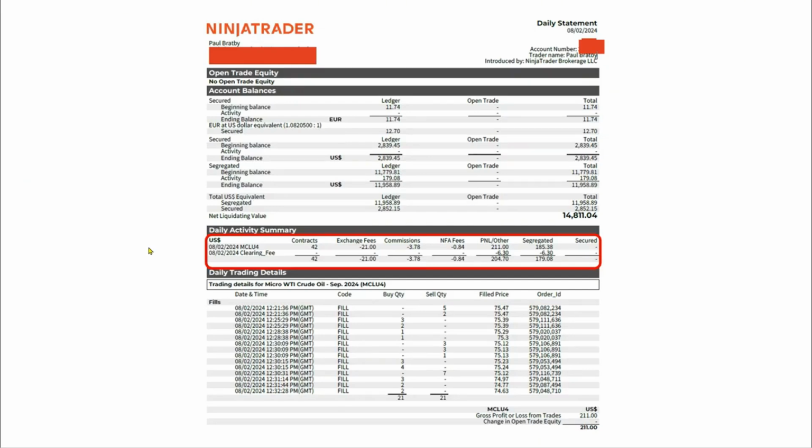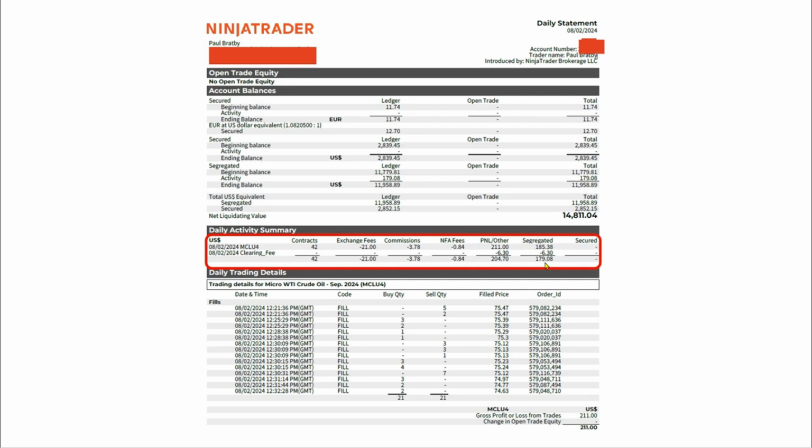Okay, so this is the account statement. This is the small account that I put together live. It's real money that started at $12,000 some 6 weeks ago. It's now at $14,811. But what I wanted to go through is these 3 trades from yesterday. You see the total down the bottom there of $211 profit.